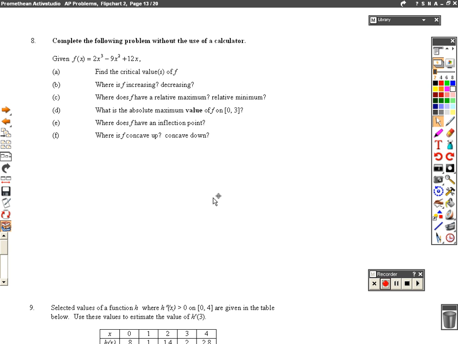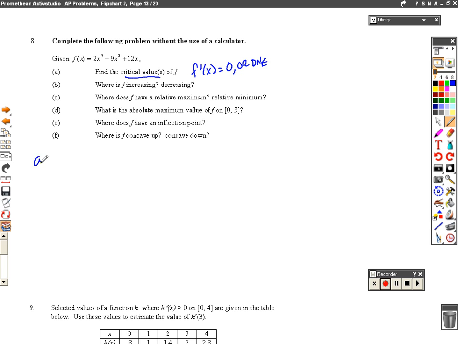Number 8. Complete the following problem without using a calculator. So we're going to use calculus here to complete this. Given this function, find the critical values. So critical values occur when the derivative is either equal to 0 or does not exist.